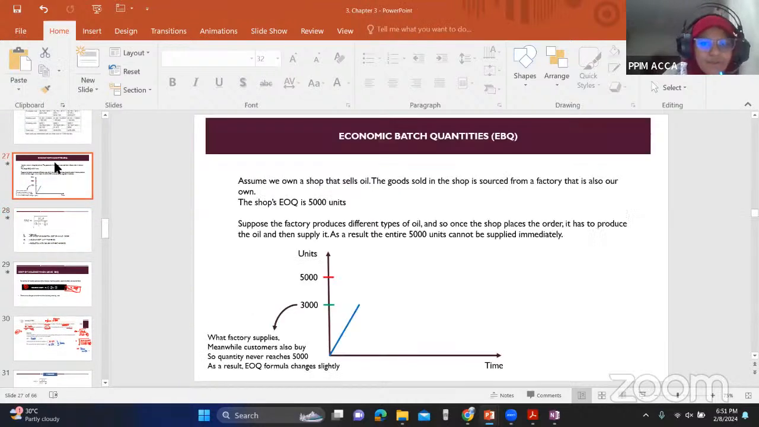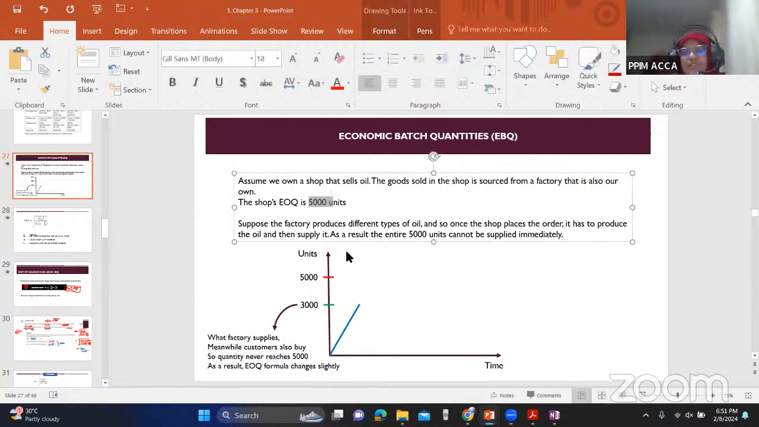What is that scenario? Let's say you have a retail shop, and we are selling oil in that shop. All types of oil, let's say coconut oil, olive oil, castor oil, all the oil is sold in that shop. And the supplier for the oil is a factory, and we own the factory as well. So it's a very rare situation where the shop and the factory are owned by the same party. Let's assume the shop EOQ is 5,000 units.